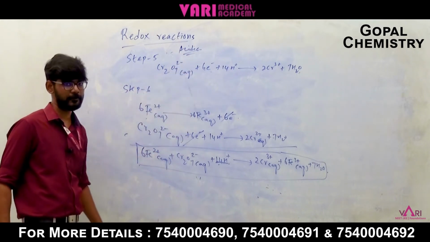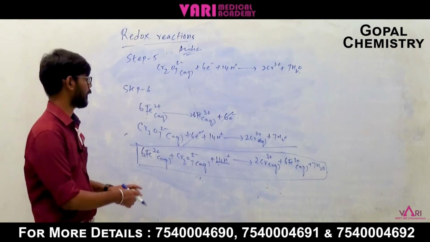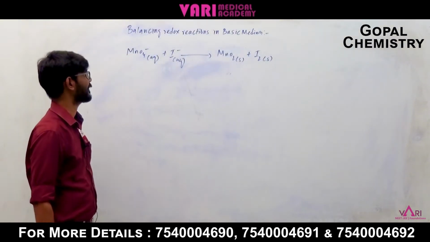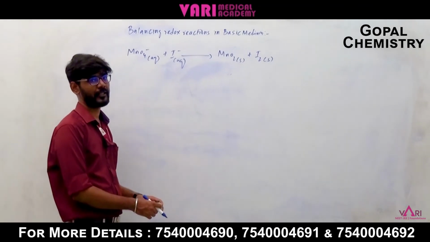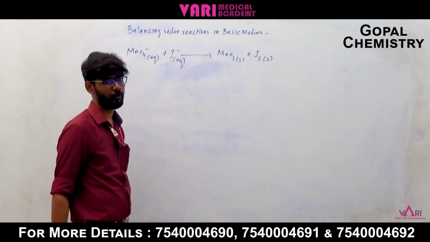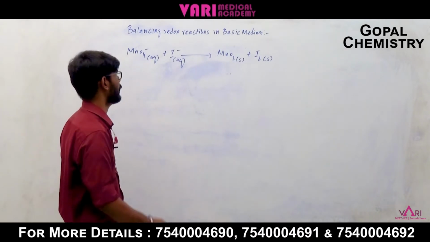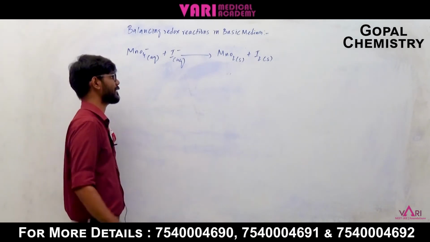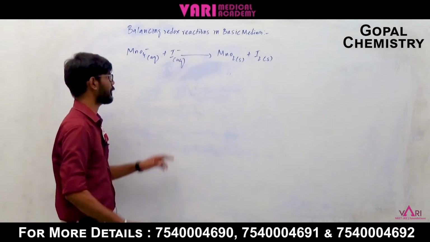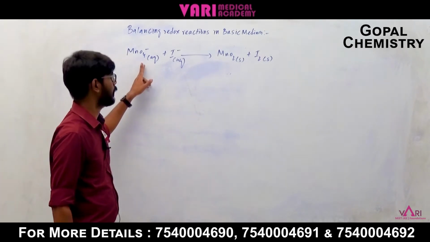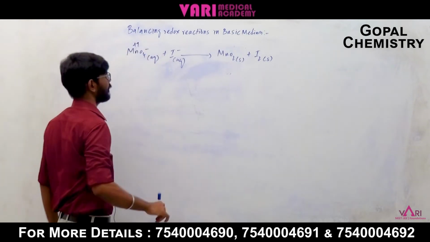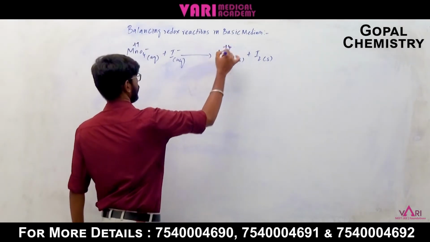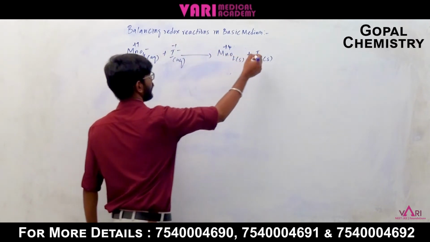Okay, so next one is basic medium, that we are going to see. So next is balancing redox reactions in basic medium. We have discussed balancing redox reaction in acidic medium. Now we are going to discuss balancing redox reactions in basic medium. Okay, so we have an example, the permanganate anion is reduced, where we can say the oxidation state is +7, here +4. Okay, here -1, here 0.